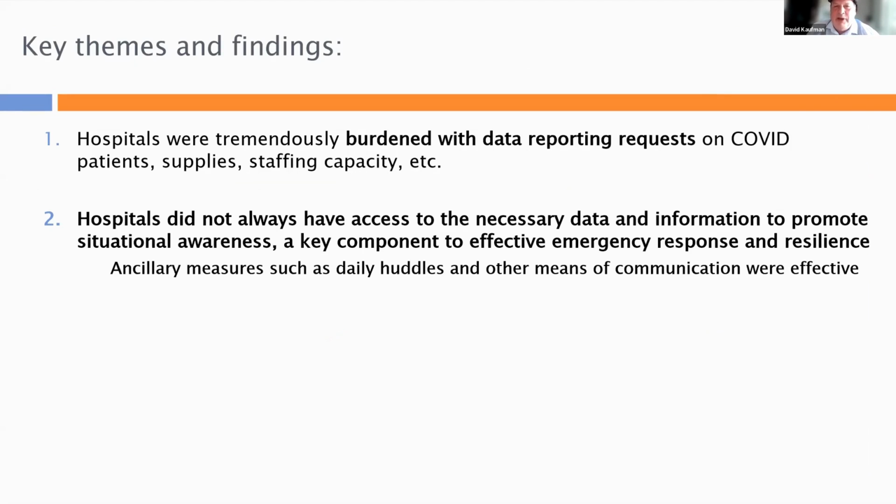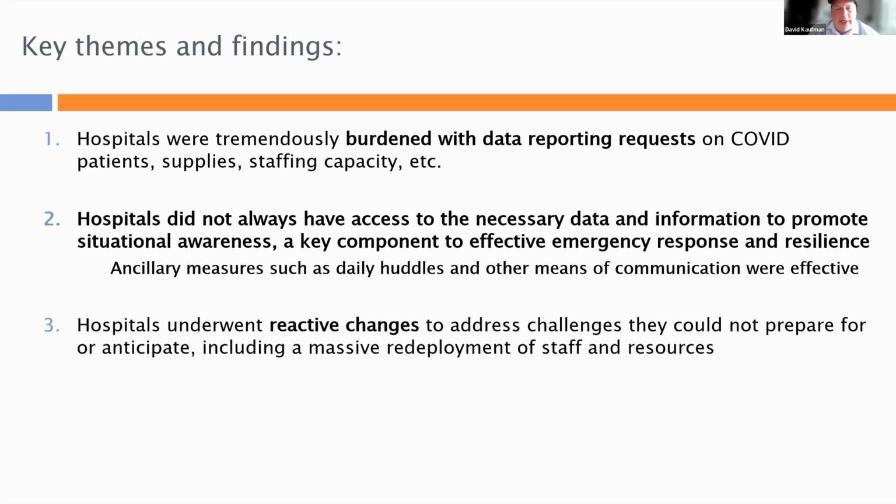So some of our high-level findings: hospitals were tremendously burdened with data reporting requests. Hospitals did not always have access to necessary data. That's true worldwide. And information to promote situational awareness, what's going on in the hospital. How do we get a sense of that? This is a key component to effective emergency response and resilience.